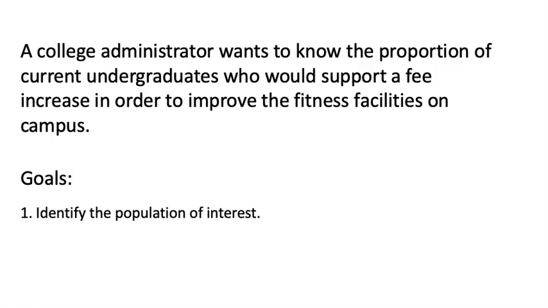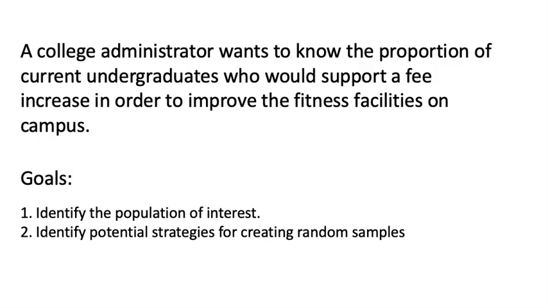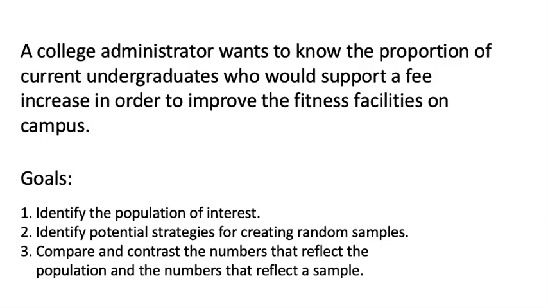So here are our goals. We need to identify the population of interest. So what is a population, and what are we going to ask them? Secondly, we need to identify potential strategies for creating random samples. If we're not going to ask everybody in the population, we're going to create some representative group. We're going to make inferences for the entire group based on analyzing what we get from a smaller sample. And finally, we want to compare and contrast the numbers that reflect the population and the numbers that reflect a sample. So we have a single population, many possible samples. We want to think about the process that's involved.